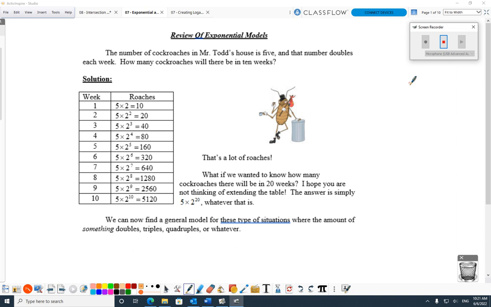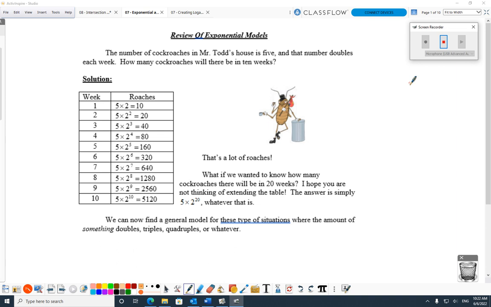When you first see this question for the first time in your life, this might be the way you want to do it. You say, okay, well, Mr. Todd in week 1 starts with 5 roaches. By the end of the week, that population is doubled to 10. Yes? Then the next week, it doubles to 20, then to 40, then to 80, then to 160, 320, 640, 1280. You just keep multiplying by 2s. And it's a decent method if we're only doing 10 weeks.